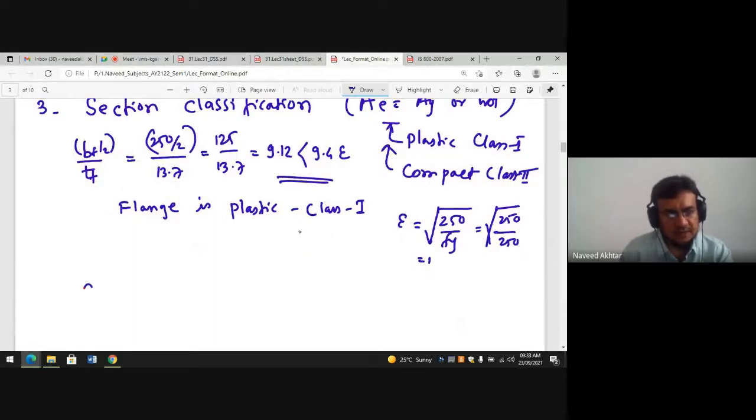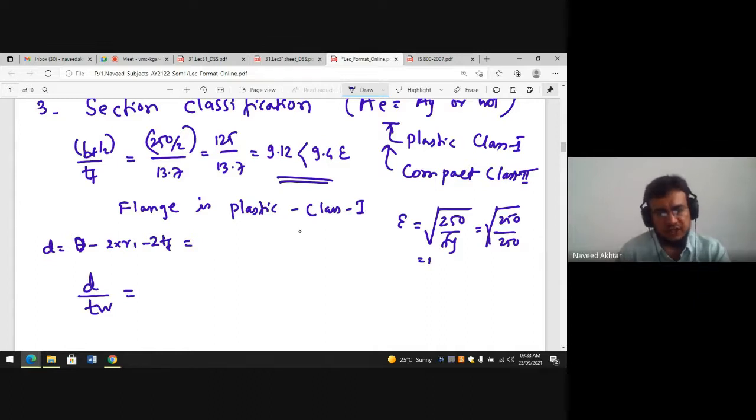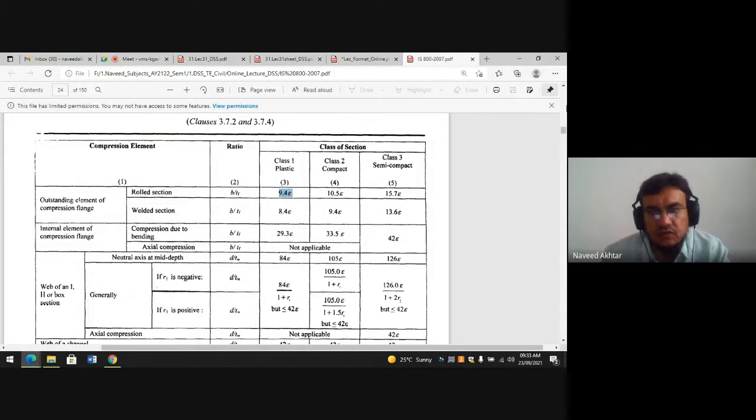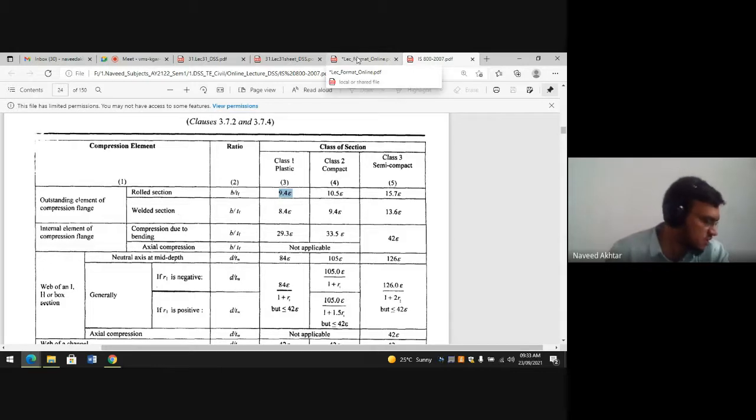Now, another element is the web, that is the d by tw ratio. What is d here? d is nothing but D minus 2 times R1 minus 2 times tf. So it is 450 minus 2 times R1. R1 is the radius at root, which you take from the steel table.